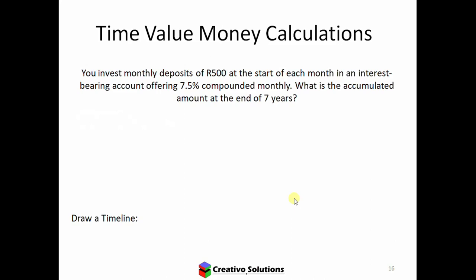So in the first question, you invest monthly deposits of 500 Rand at the start of each month in an interest-bearing account offering 7.5% compounded monthly, and you're required to calculate what the accumulated amount is at the end of 7 years. It's very important to identify the variables that you need in this question.